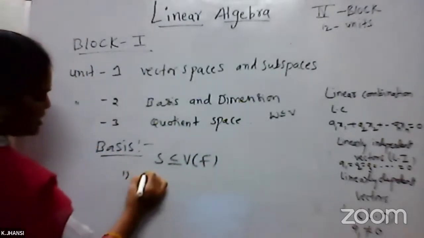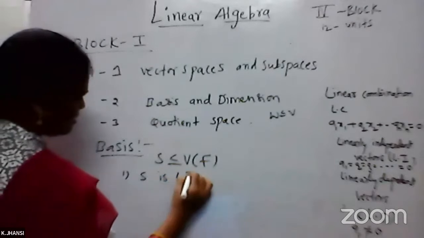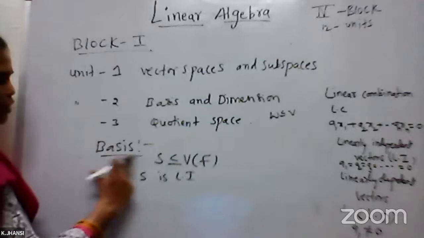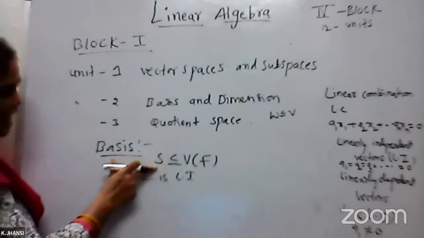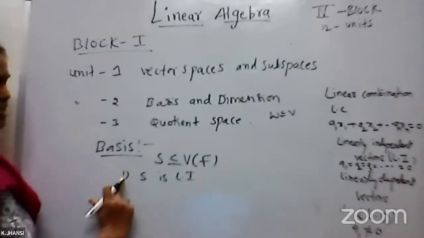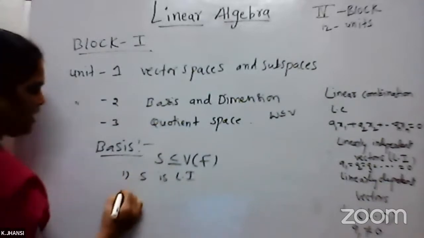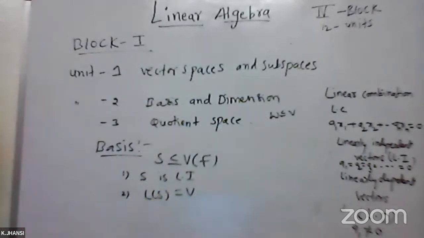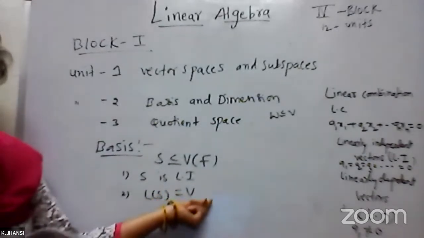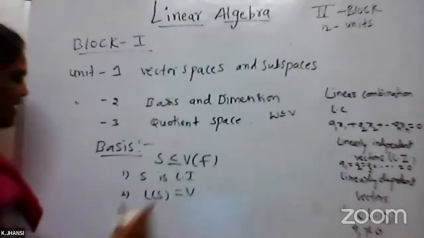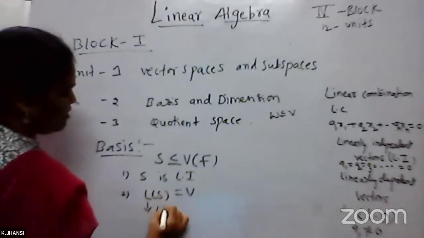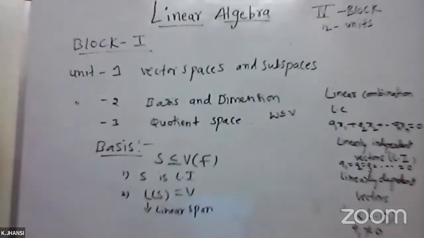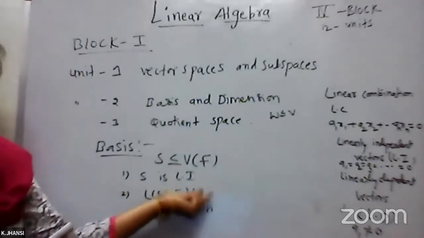First condition is S is LI, that means S should be linearly independent. So to become any set S a basis, the first condition is S is LI and the second one is L of S equals V. This is called the linear span. Linear span of S should be equal to V.